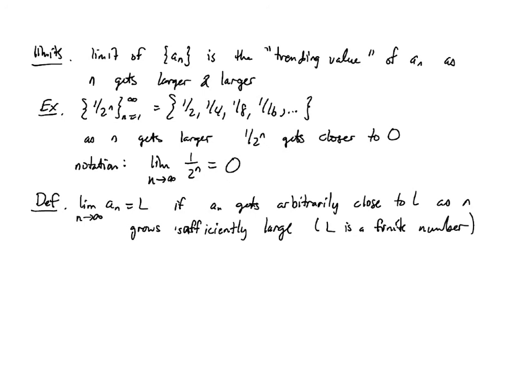We also have a notion of what it means for a limit of a sequence to be positive infinity or negative infinity, but we'll focus here on finite limits. And there's a terminology, so we say that the sequence a_n converges, or is convergent, if it has a finite limit, and the sequence diverges if it doesn't have a finite limit.